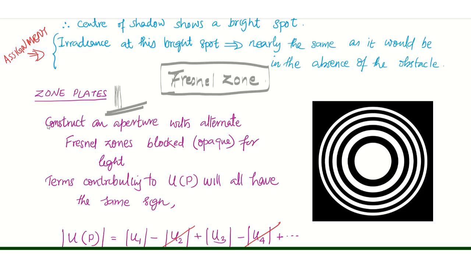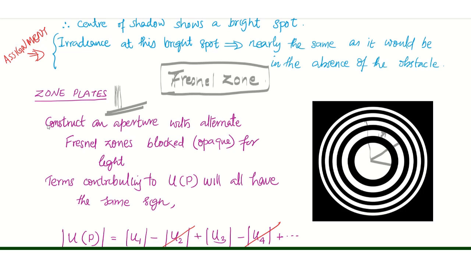Now we can calculate what the radius of the first zone is, the radius of the second zone, the radius of the third zone, and also the thickness. You know exactly what it is. But then we can also make them.